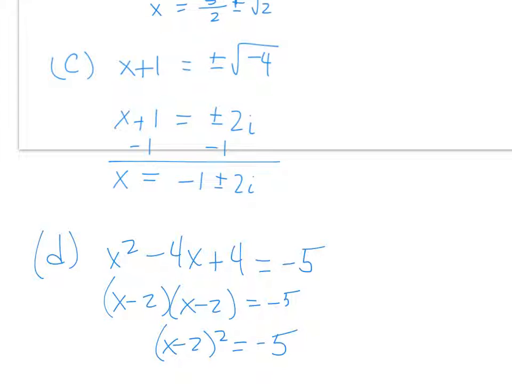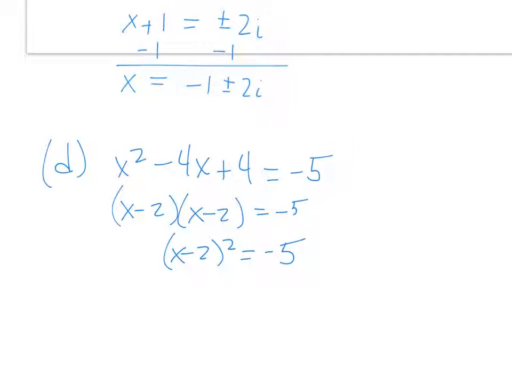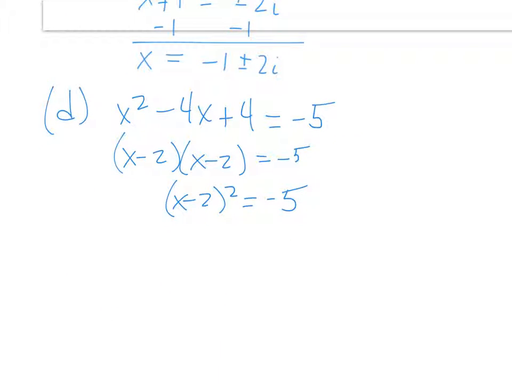And now, part D looks just like part C and B and the one before it. Whenever you have something squared equals a number here, you can use this method. And this really is completing the square, but I'll talk about how to do this with any equation you could do this with.